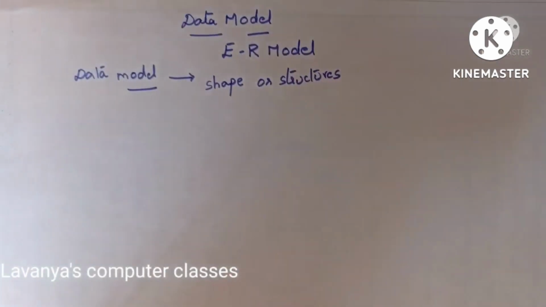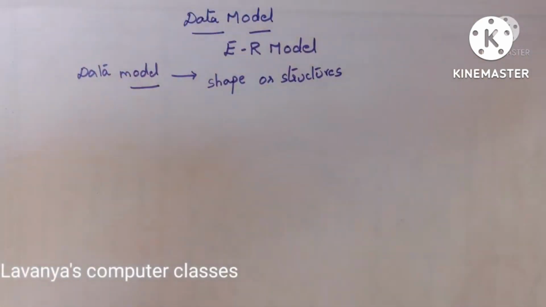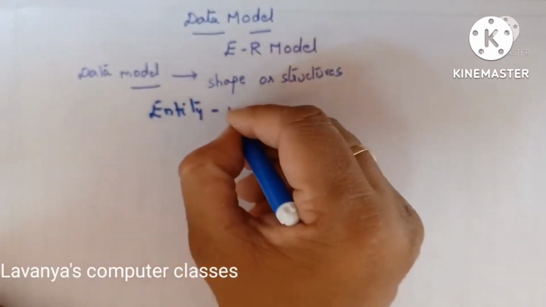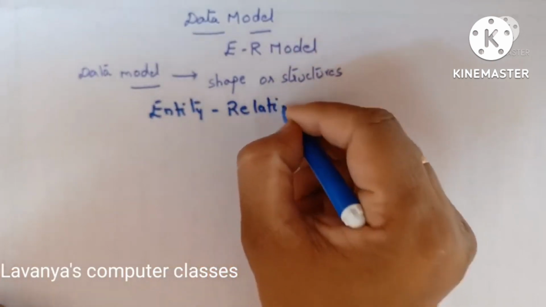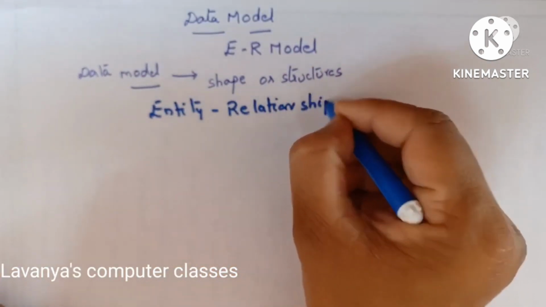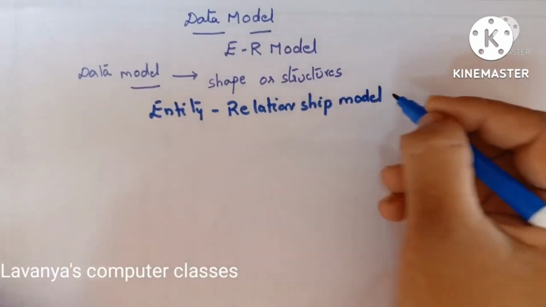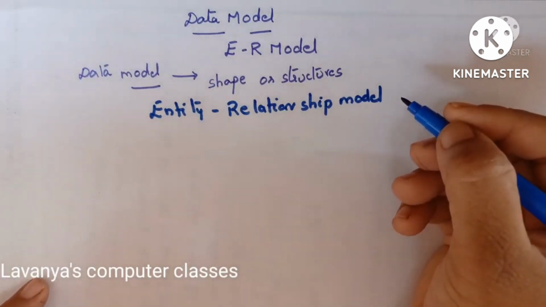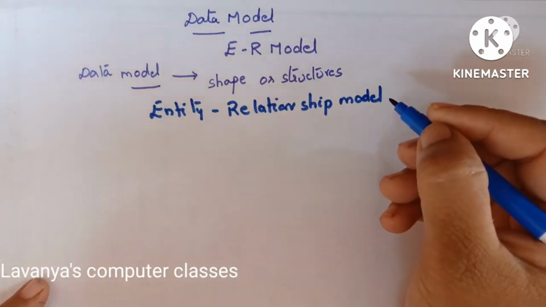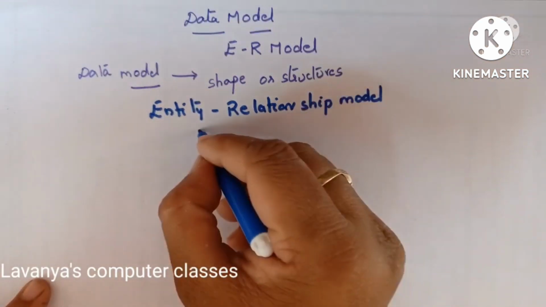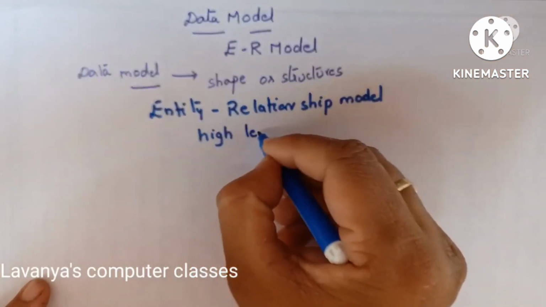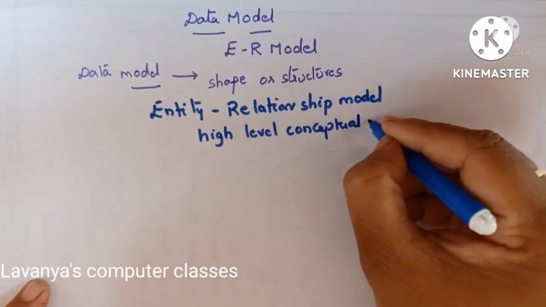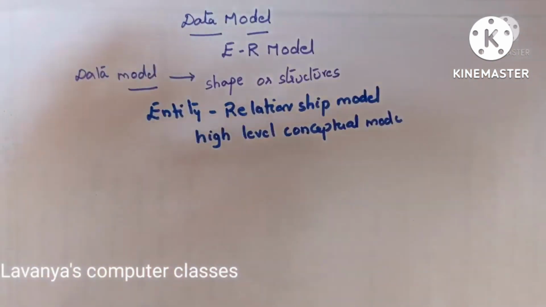In the data model, so many models are there, but now I'll explain the best and most widely used data model, the ER model. So what is the ER model? The ER model is known as the Entity Relationship Model. E means entity, R means relationship. It is the most widely used data model. Whenever we are designing any database, we use the ER model. It is also referred to as a high level conceptual data model.